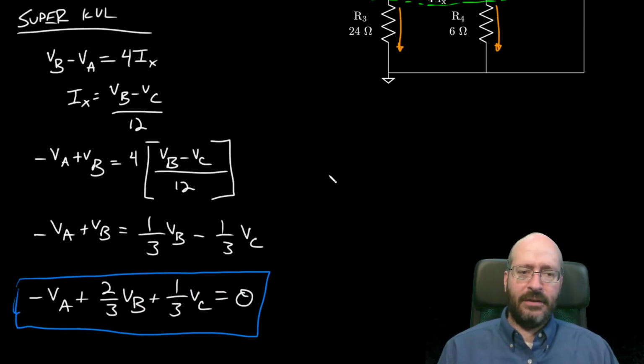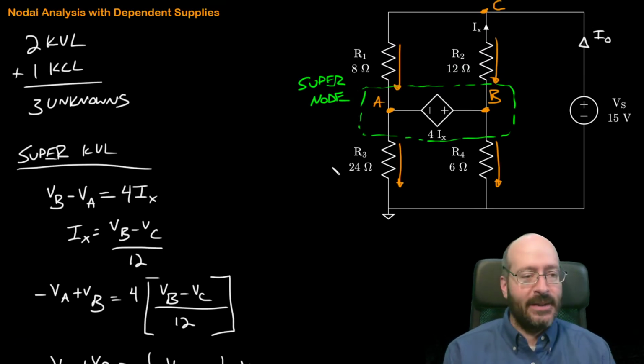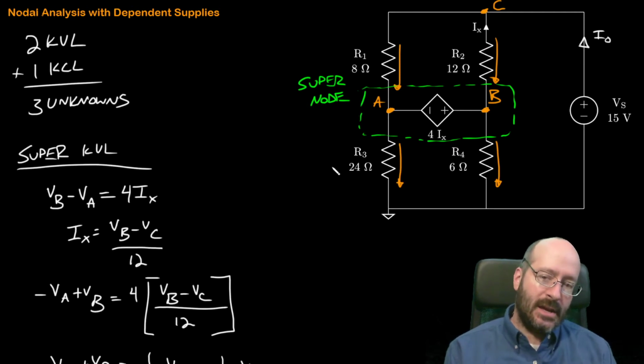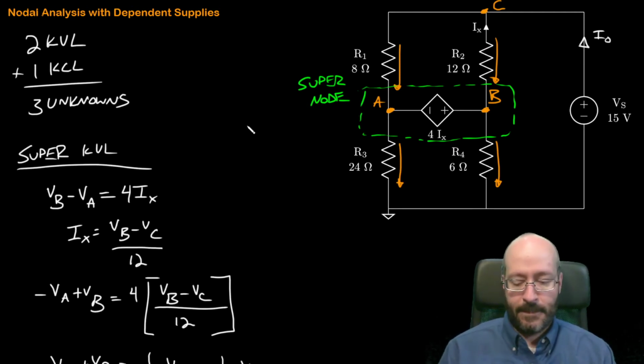Okay, is that the only crazy one? No, of course not. We got to write the KCL for the supernode. All right.